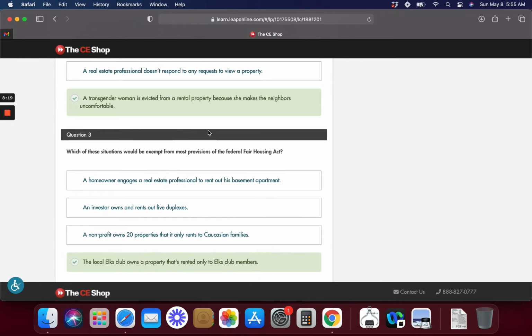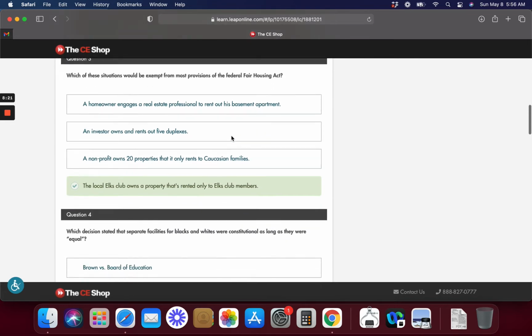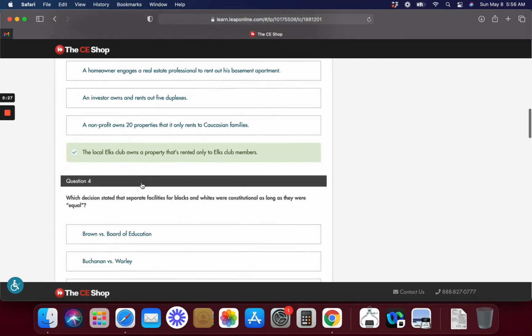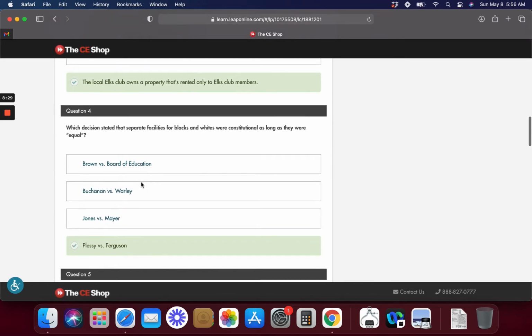Which of these situations would be exempt from provisions of the federal fair housing law? So if somebody owns a club and they only want to rent to club members, that's not against the law.